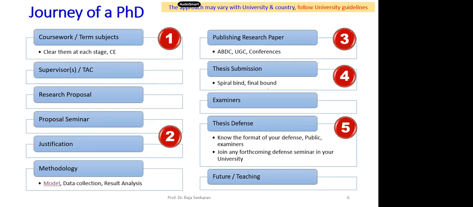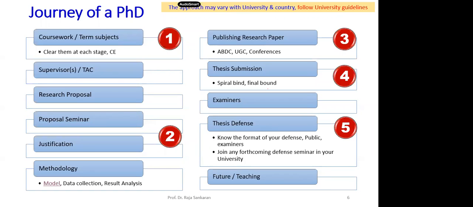Then examiners are identified, both internal and external examiners. It could be at the time of evaluation of the thesis as well as during the process by which they come in for the final defense. Then comes the actual final defense, which is the most critical part during this journey.